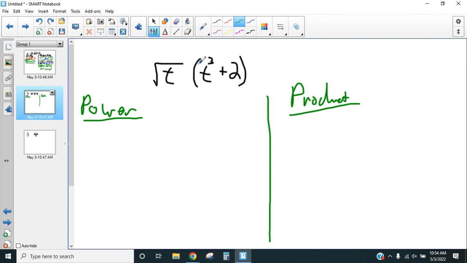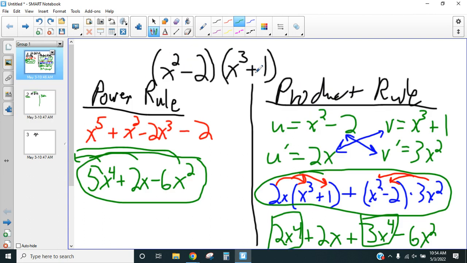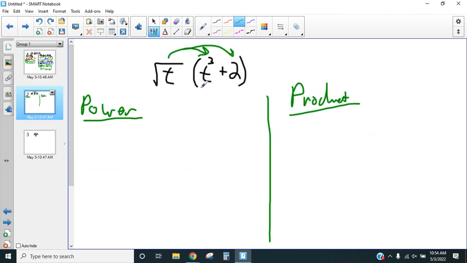If you want to use the power rule, the first step is going to have to be distributing, just like on the last one, right? We just had two binomials, but now we have to distribute. Keep in mind, this is the same thing as t to what power? 1/2. Yeah, it's a square root, right? So when we distribute, we should really think of it like t to the 1/2 that we're distributing.